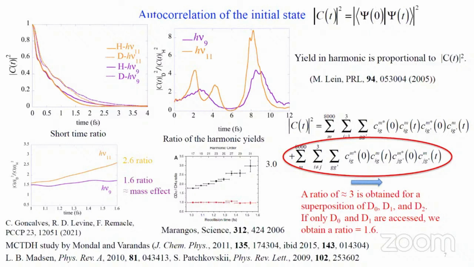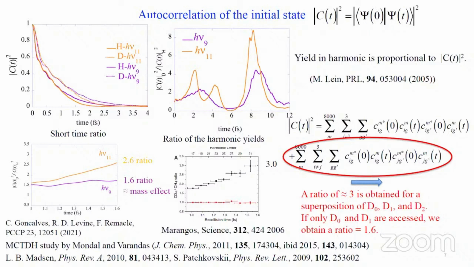And you see that when we populate D2, with the orange line here, we have oscillations of the ratio, and we have a very different behavior from using a lower energy to photoionize. And if we look now at the time scale spanned by the experiment of Jon Marangos, we get here a ratio that is 2.6, while what was reported at the time was 3.